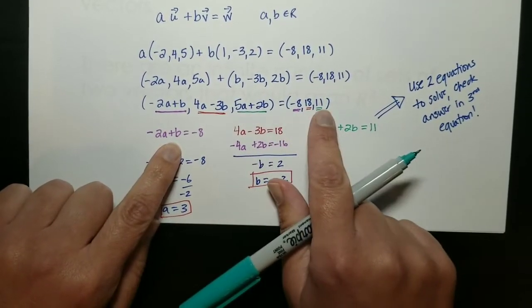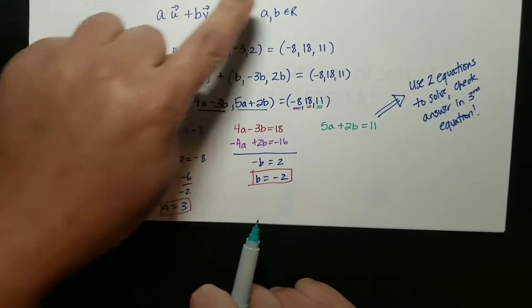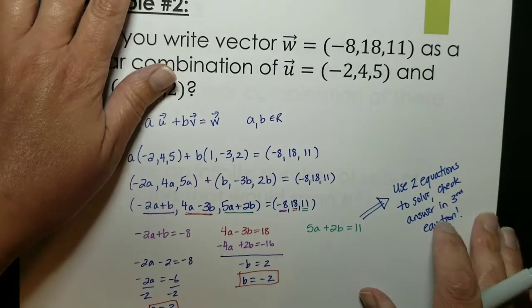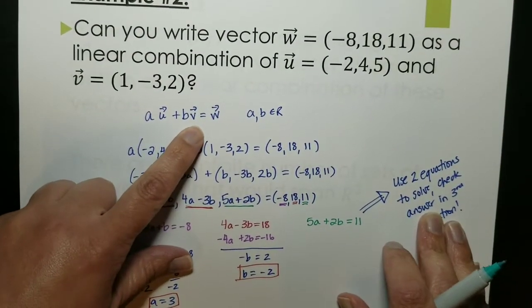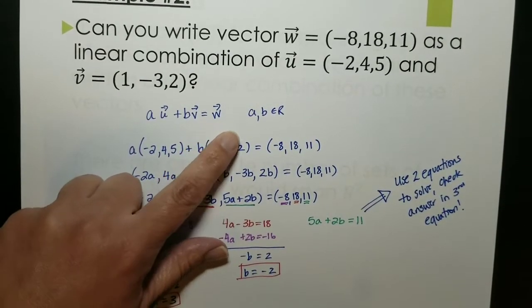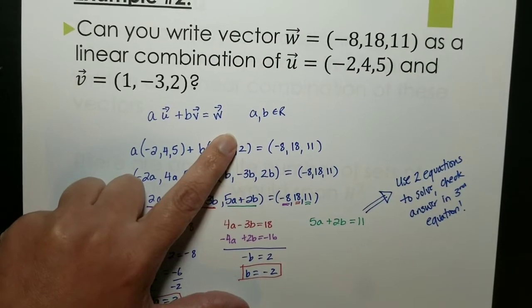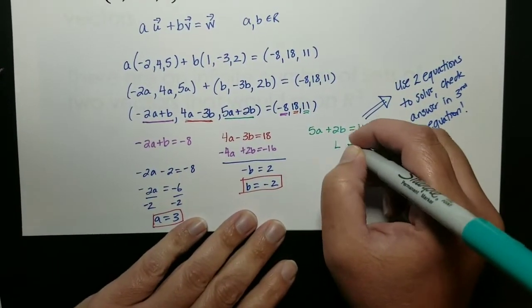But that doesn't tell me if the z values are equal, because if I had, say, 3 times vector u minus 2 times vector v, and the x's were equal and the y's were equal to the w, but the z's weren't, then it's not a linear combination. So we have to go back and we just do a little left side, right side.